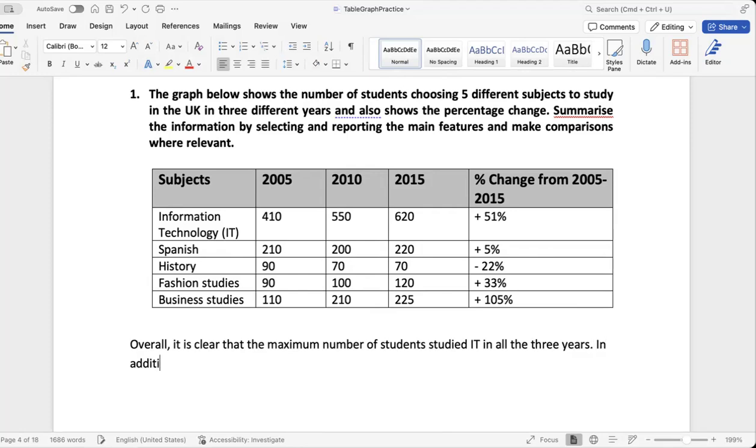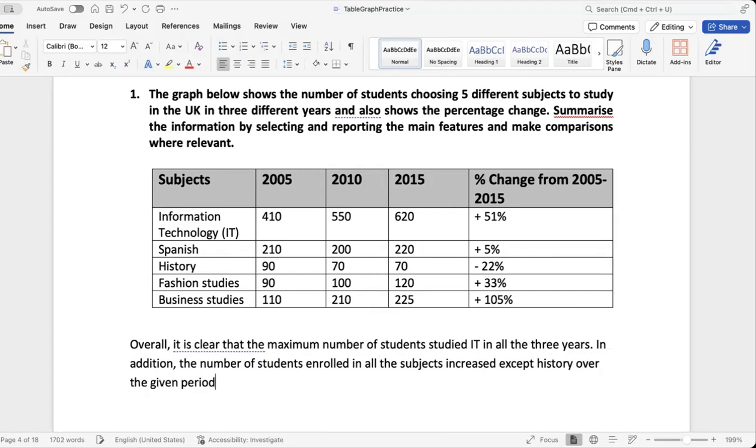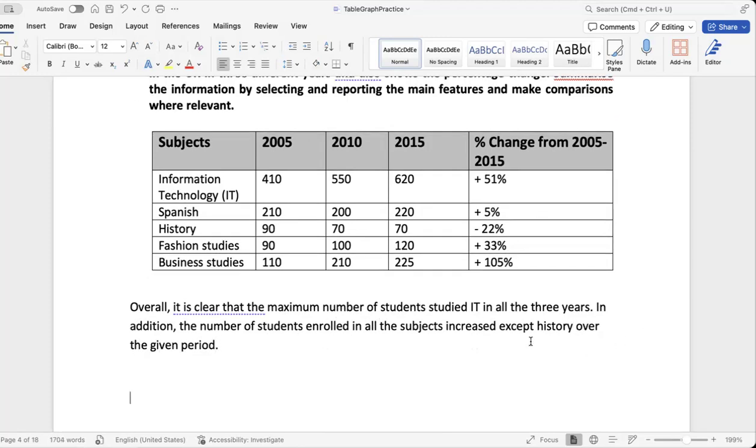Then I'll write, in addition, the number of students enrolled in all the subjects increased except history over the given period. That's it. That's my overview. It's a 2-sentence overview, but it does compare. It compares vertical.